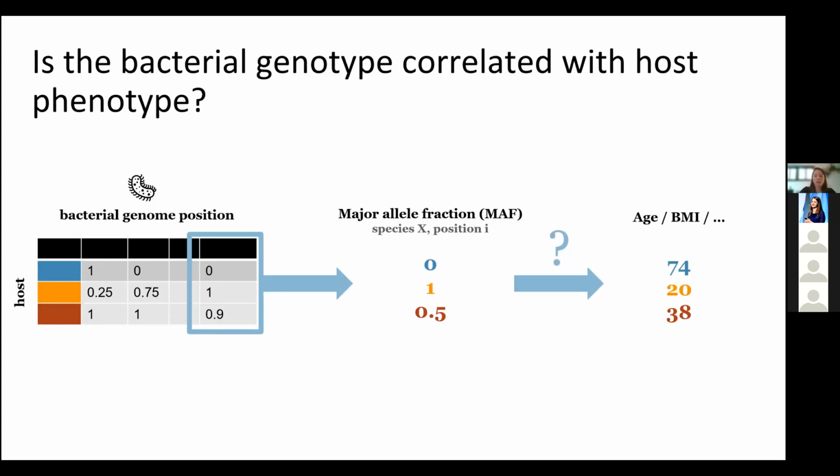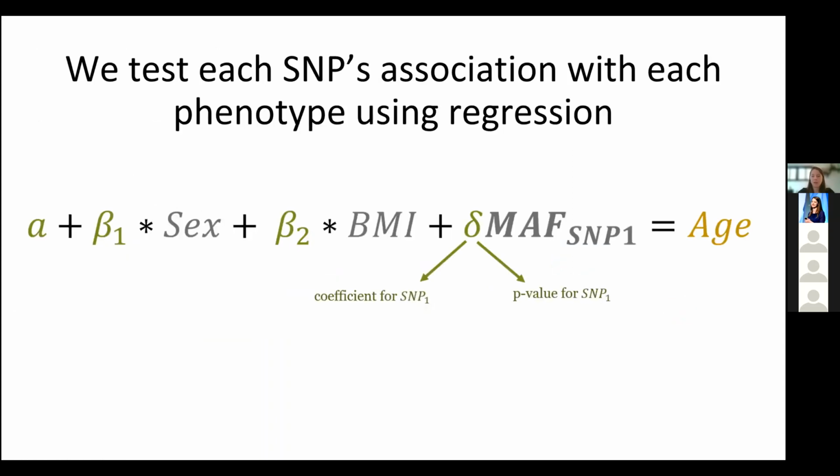So the question we asked is now whether these vectors of the MAF, the major allele fraction of each position, and the vector of the phenotype of each participant correlate. To assess the correlation, we use a regression model to add also other covariates, because if, for example, we wanted to test the association between a single SNP and the age of the host, we wanted to make sure that we don't find SNPs that correlate with the BMI of the host, because BMI and age are correlated in the cohort.